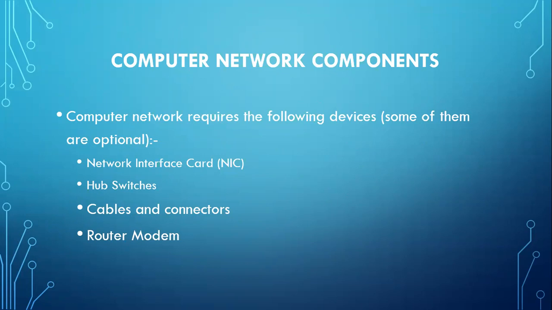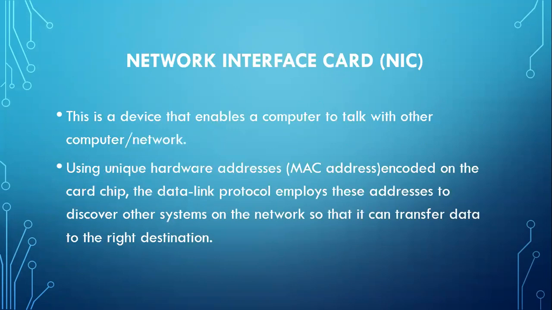Now, the computer network requires the following devices, or some of them are just optional in case of wireless. The first one is the interface card, that is NIC, then hub, switches, cables and connectors, and the router and modem. So these are just a few of the computer network components that are required to install the computer network. Now today we'll discuss the network interface card, and the others we will discuss in our next videos. We'll start with this network interface card, NIC.